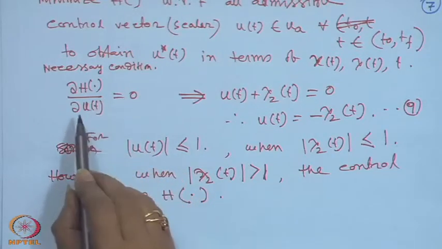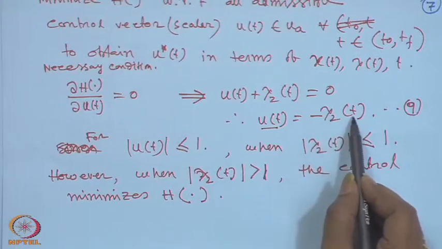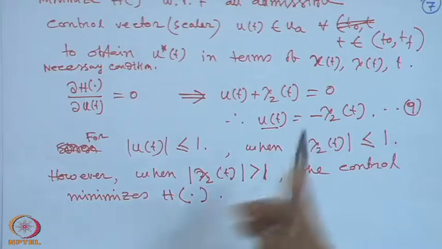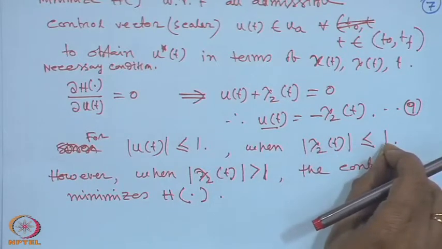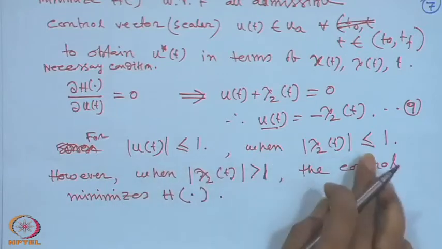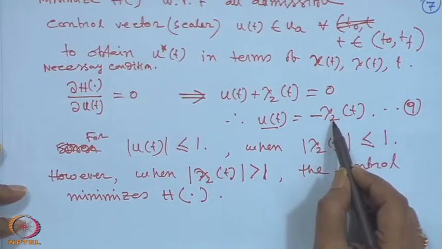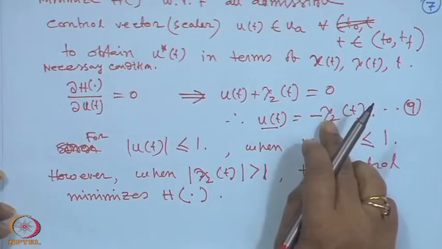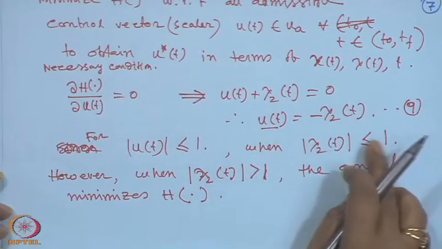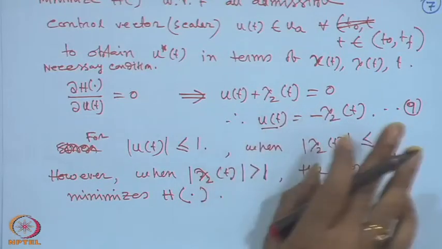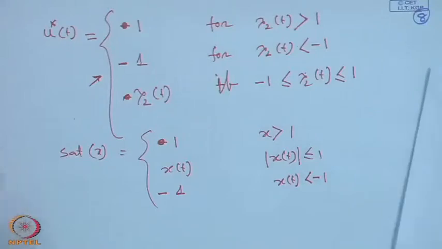Now, you see that we got lambda, so u of t will be minus lambda of t. In order to make the mod of u less than or equal to 1, the mod of lambda 2 must be less than or equal to 1. But suppose lambda of t is positive, then u is coming negative. Suppose lambda of t is negative with magnitude less than 1, then u of t is coming positive. So in this way you have to see.